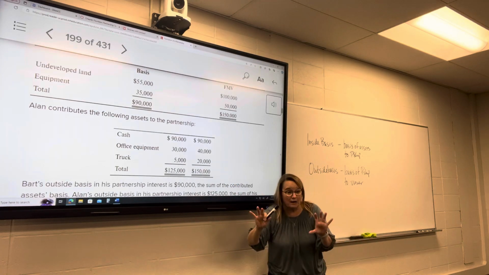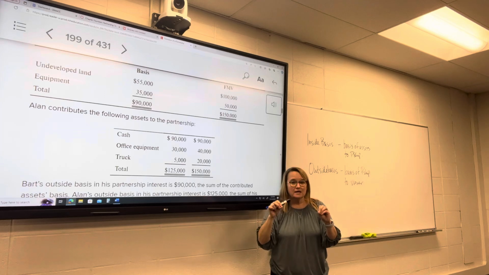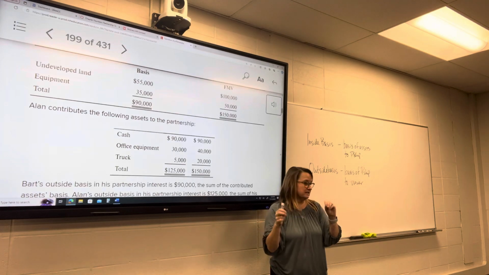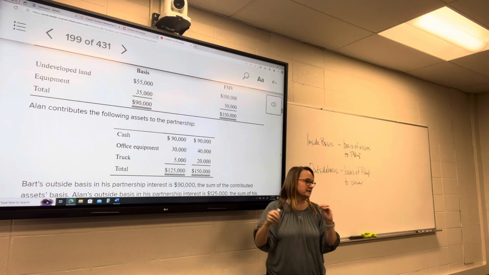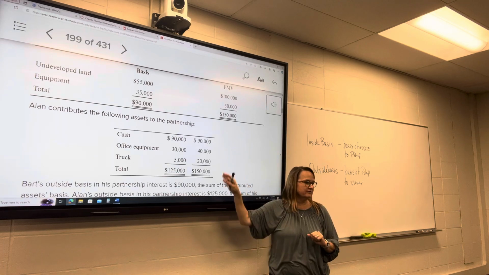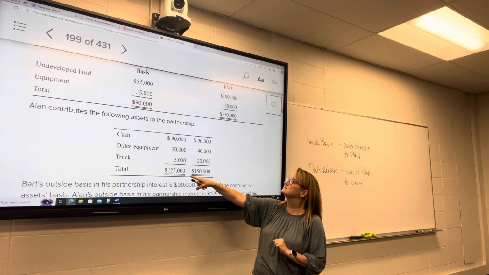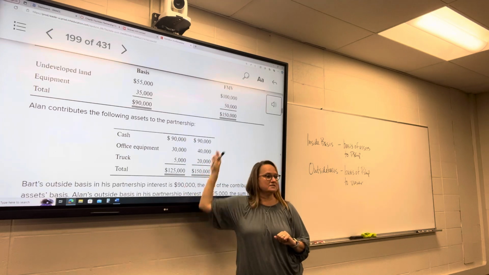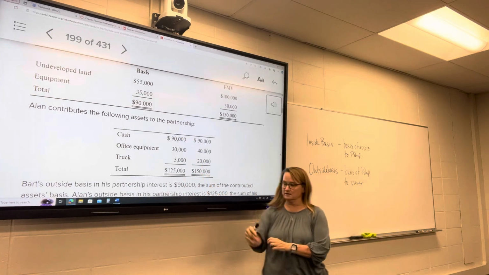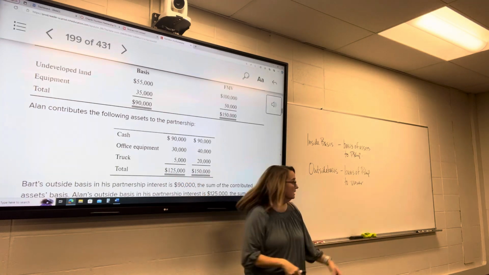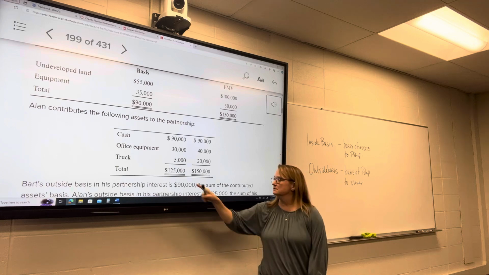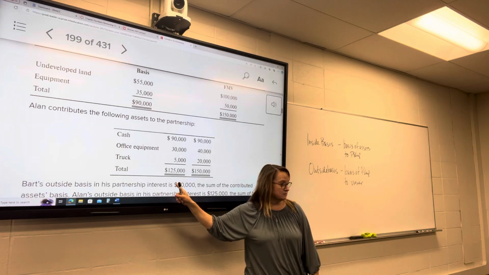Okay, that's really not what we're concerned about in this class. That's something that would be determined separately. So our focus, I just want to explain to you why it is they're 50-50, even though their bases are different. It's because of the fair market value of those items. So his total outside basis is $125,000.